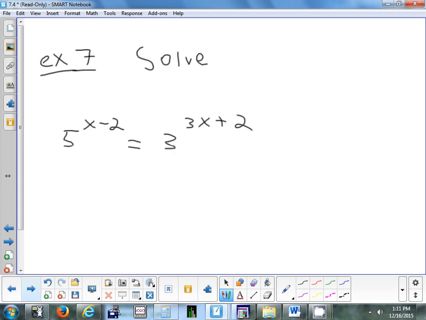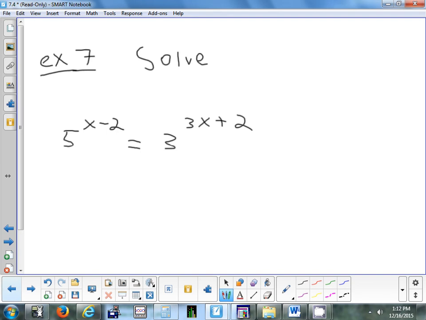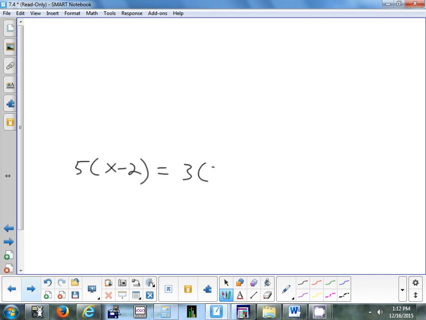All right, what makes this hard to solve? If you showed this to somebody in Algebra 1, what's challenging about that? What about the exponents? They have variables. If you had a problem like 5 times x minus 2 equals 3 times 3x plus 2, it's super easy. Just do your distributive property and solve it, get all your x's on one side.